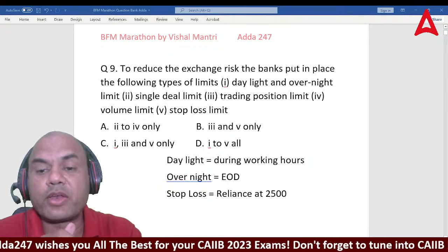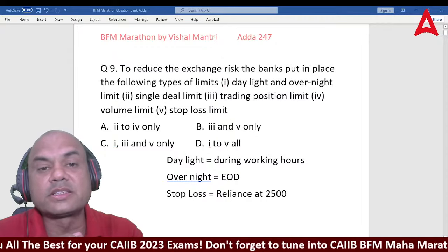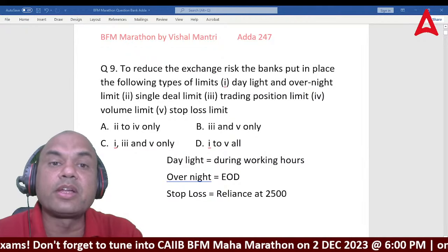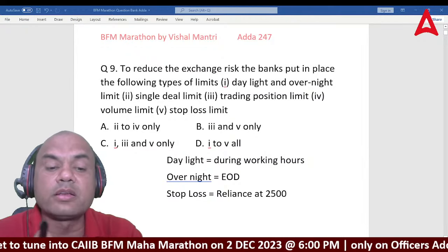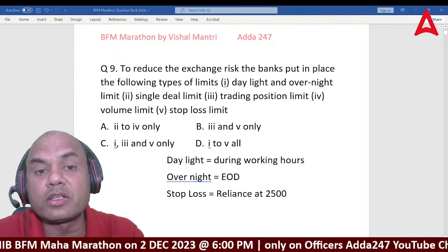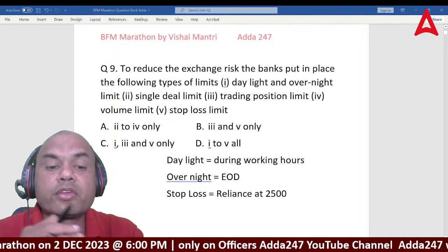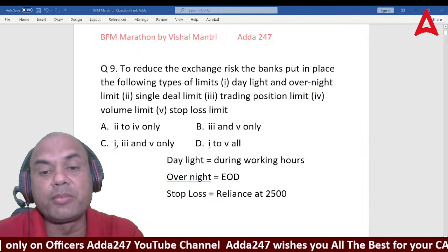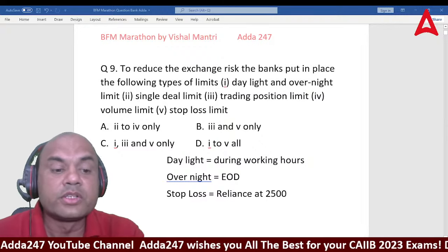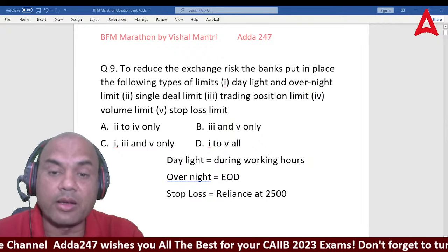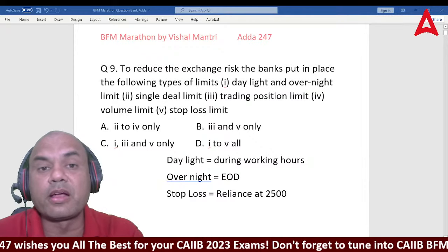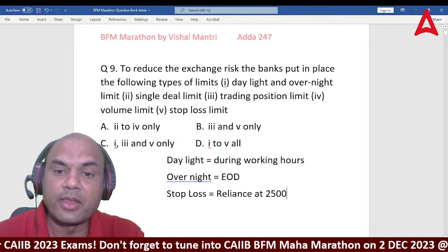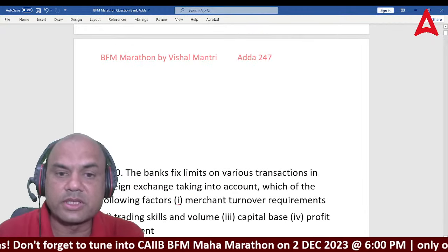Every bank will keep the stop loss as per their value at risk concept. Every bank will have a different value at risk or stop loss limit, and every dealer will also have a different stop loss limit. Remember one important part: stop loss will always be triggered automatically. It's not that it has to be done manually. This is an important part about stop loss. Okay, next one.